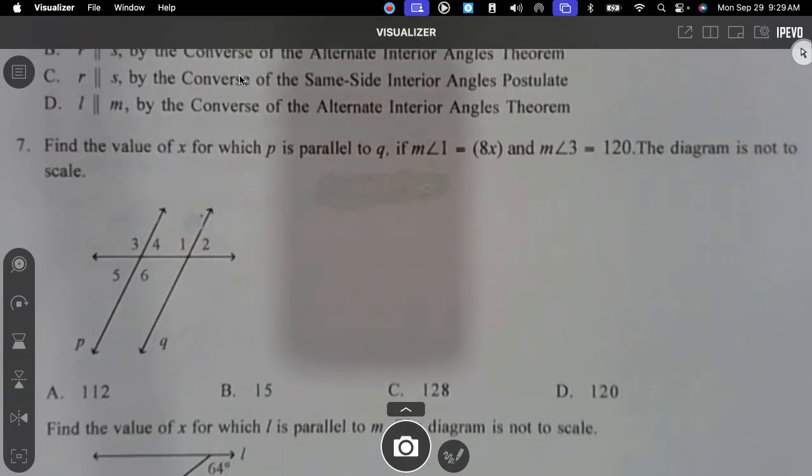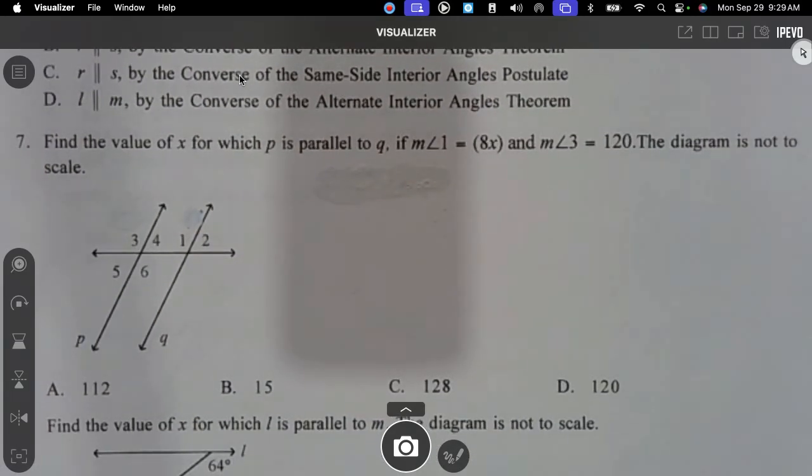Okay, number 7. It says P and Q are parallel. Angle 1 is 8x and angle 3 is 120. So let me write that. Angle 1 is 8x, and angle 3 is 120. What do I know about those two angles? They either equal or they add to 180.